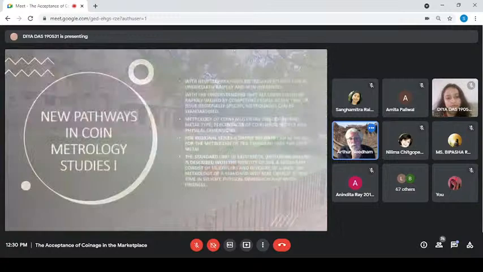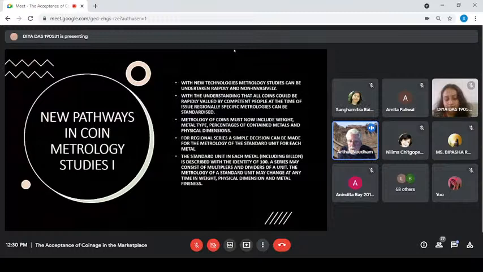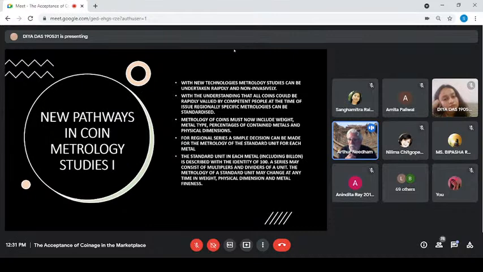New pathway in coin metrology studies. Why is this important? Well, we've got some great new technologies and they're non-invasive. They can be done rapidly, and I see I couldn't spell on that day. With the understanding that coins could be rapidly valued by competent people at the time of issue, regionally specific metrologies can be standardized. Metrology of coins must now include weight, metal type, as they do now, and also how big they are, but percentages of contained metals.